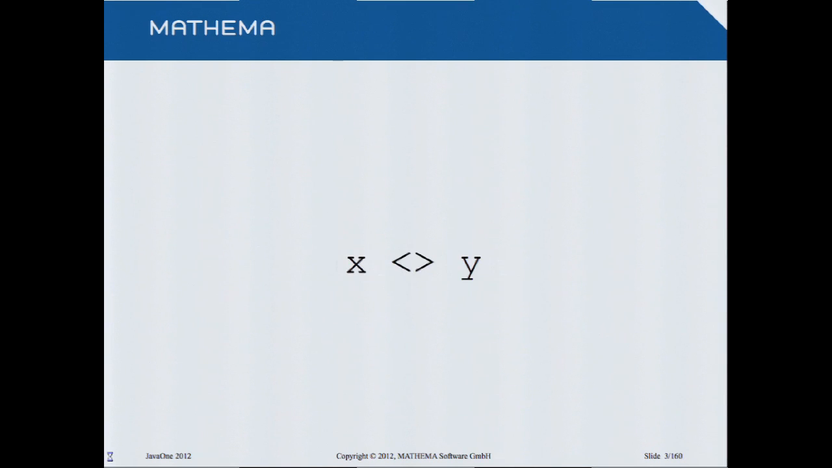Motivation. What does this mean? Yes, some of you programmed in, I don't know if it's Pascal or whatever language, so it could mean not equal or equal or whatever. So most of the time we deal with programming languages which are non-intuitive. So we don't know what the things mean.